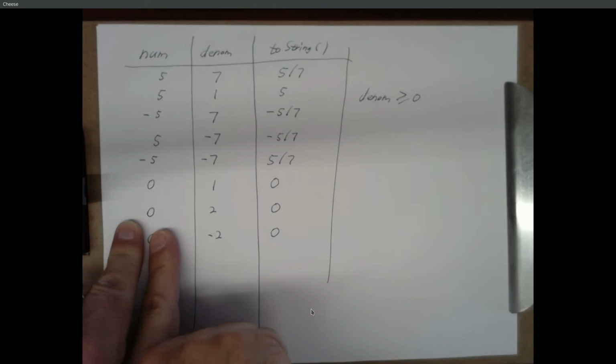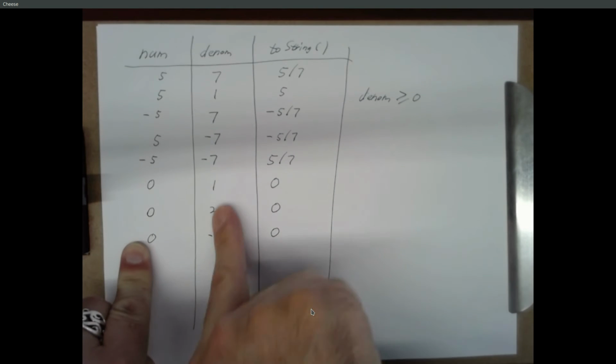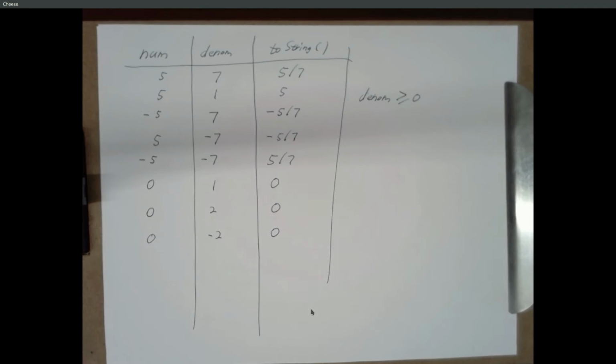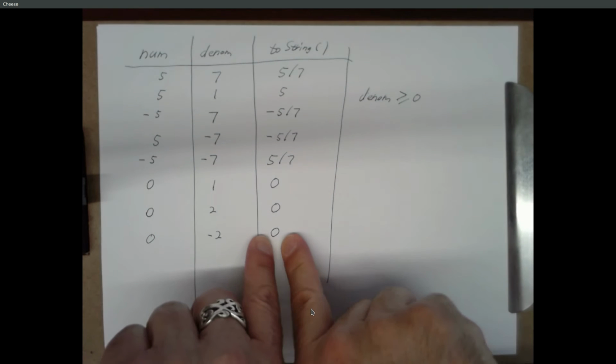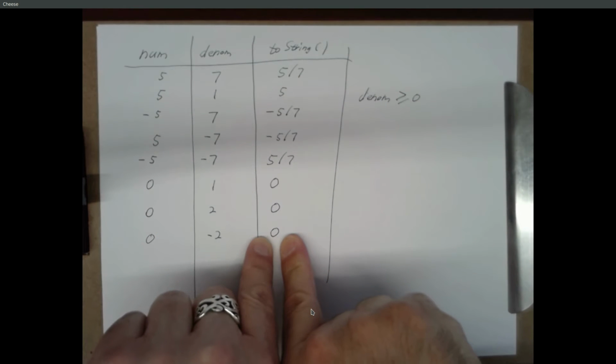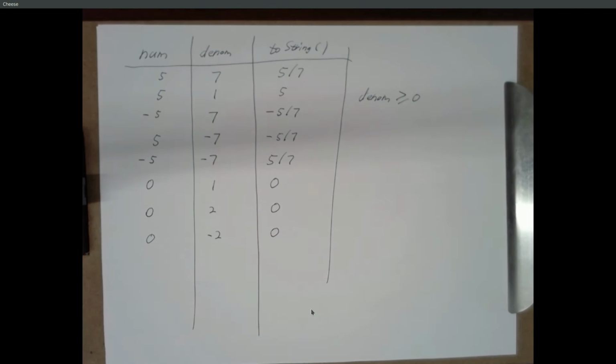So if the numerator is 0, just print 0, right? Ignore the denominator. And I keep saying print, what I actually mean is construct a string that looks like this. Don't print it, even though I have a bad habit of saying print. But return a string that's just a 0.